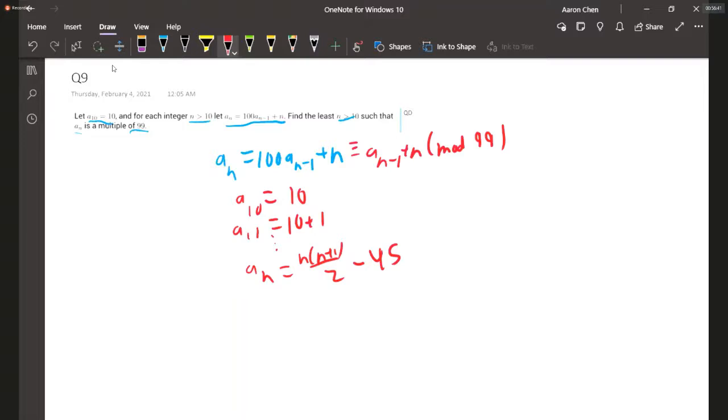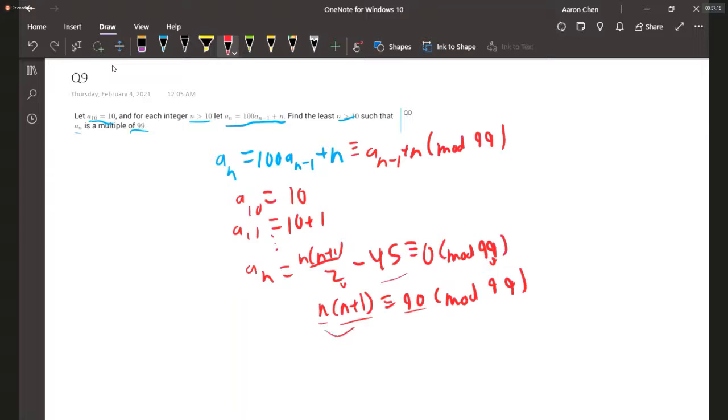And so we want this to be equal to 0 mod 99. So basically, the GCD of 2 and 99 is 1. So this can simplify to n times n plus 1 being congruent to 90 mod 99. And so clearly we can see that n or n plus 1 must be a multiple of 9, because it's impossible for both of them to be multiples of 3 at the same time.